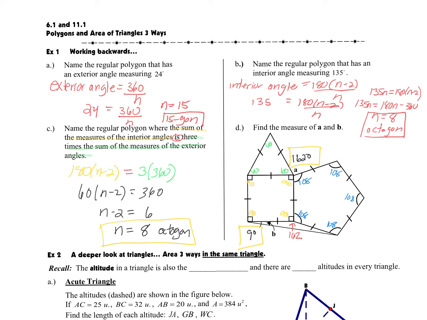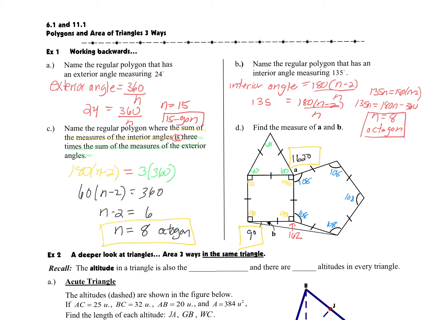Letter C, the sum of the measures of the interior angles, I highlighted in yellow and wrote that in yellow, is our equal sign. 3 times the sum of the measures of the exterior angles is that right there. When we solve that, we get n equals 8, which is an octagon.